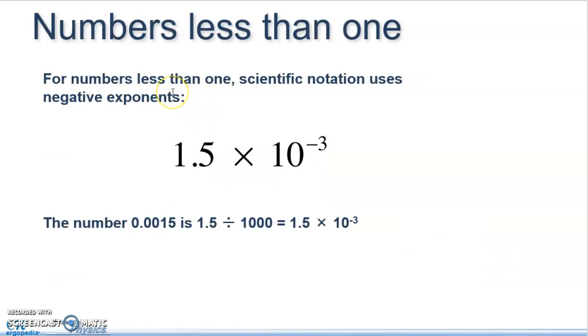Now, for numbers that are small, the exponents become increasingly negative. A negative exponent means that essentially you're putting this quantity in the denominator. So this would be like doing 1.5 divided by 10 to the third power, so 1.5 divided by 1,000, and that would be equivalent to 0.0015. You may have also talked about moving the decimal place. With a negative exponent, you move the decimal place to the left, and that makes this into a number less than 1.